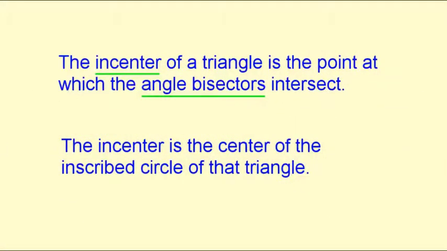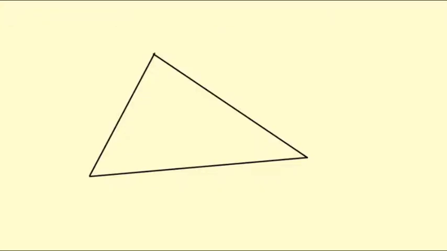The incenter of a triangle is the point at which the angle bisectors intersect. The incenter is the center of the inscribed circle of that triangle. To find the incenter of this triangle, we need to bisect all of the angles. If you need a review on how to construct the bisector of an angle, please watch an earlier posted video.